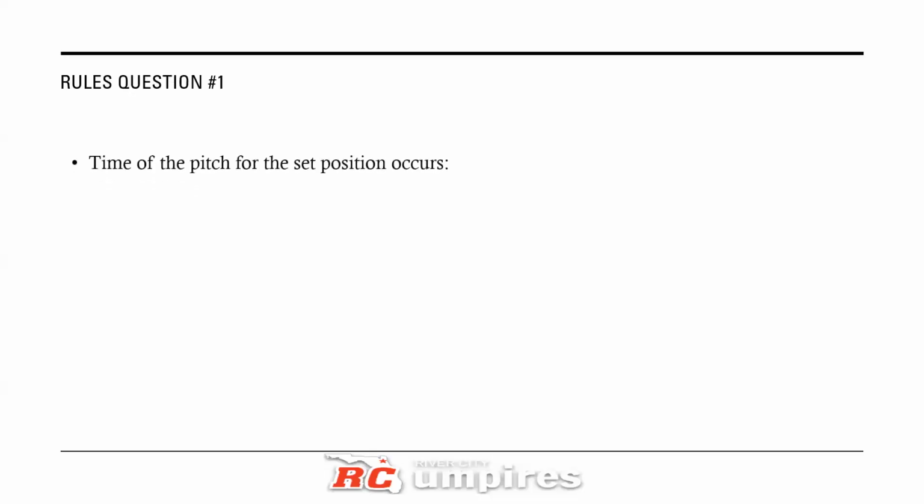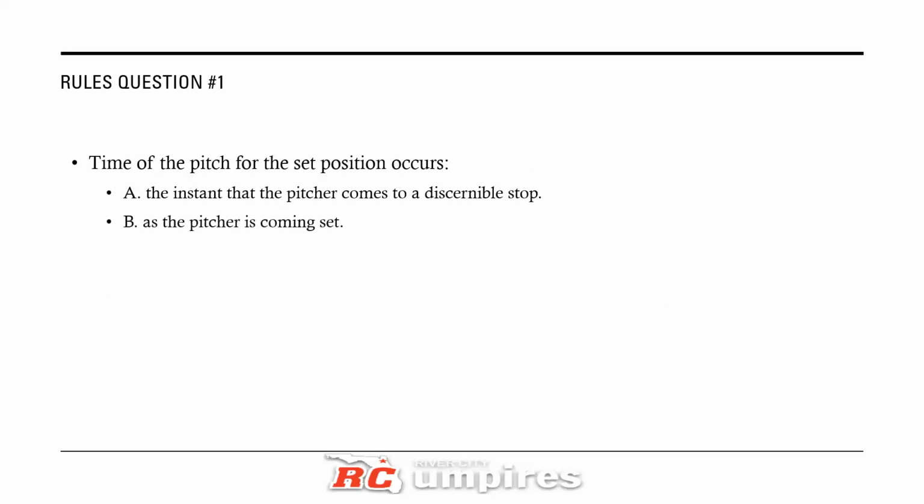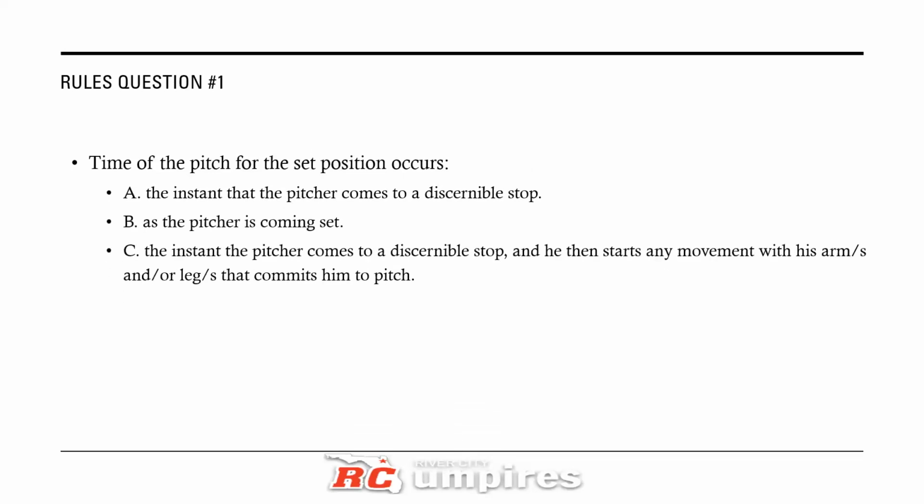because we're human, right? So, all right, let's talk about rules questions for pitcher. So let's talk about time of the pitch for set position. The time of the pitch for the set position occurs the instant the pitcher comes to a discernible stop as the pitcher is coming set. The instant the pitcher comes to a discernible stop and then he starts any movement with his arms or legs that commences the pitch, or the instant the pitcher moves his arms or legs to come set.